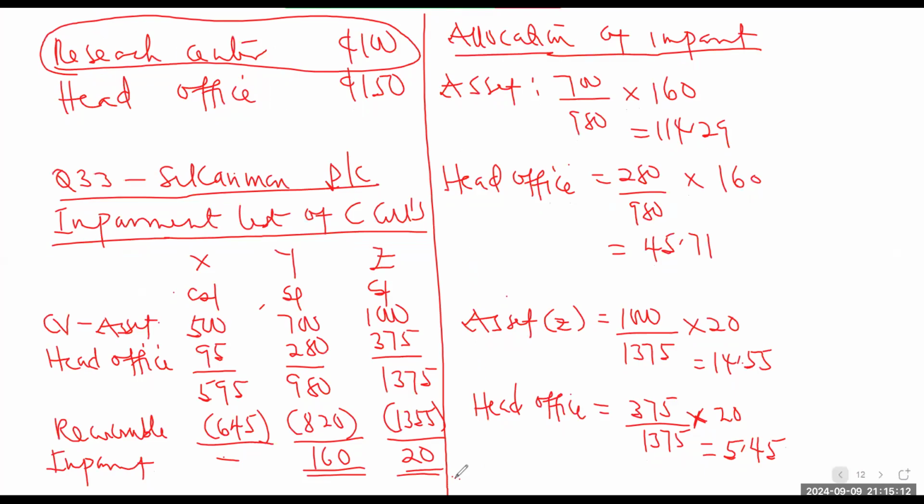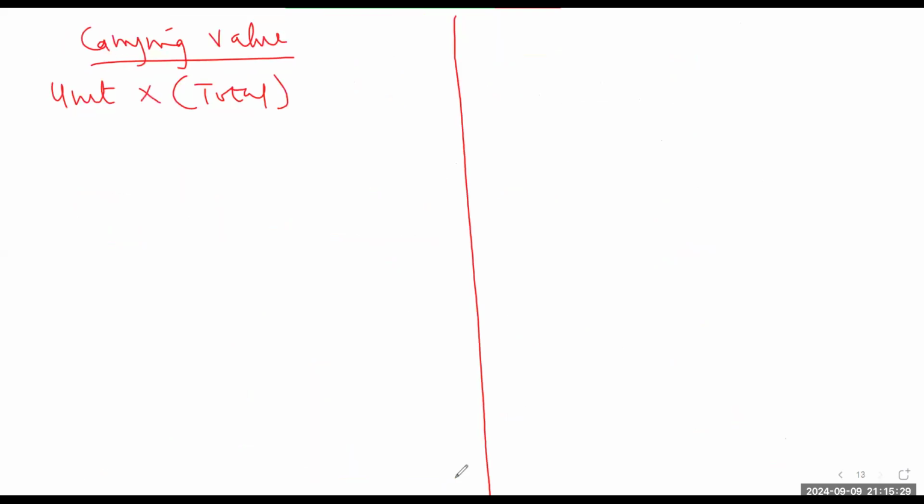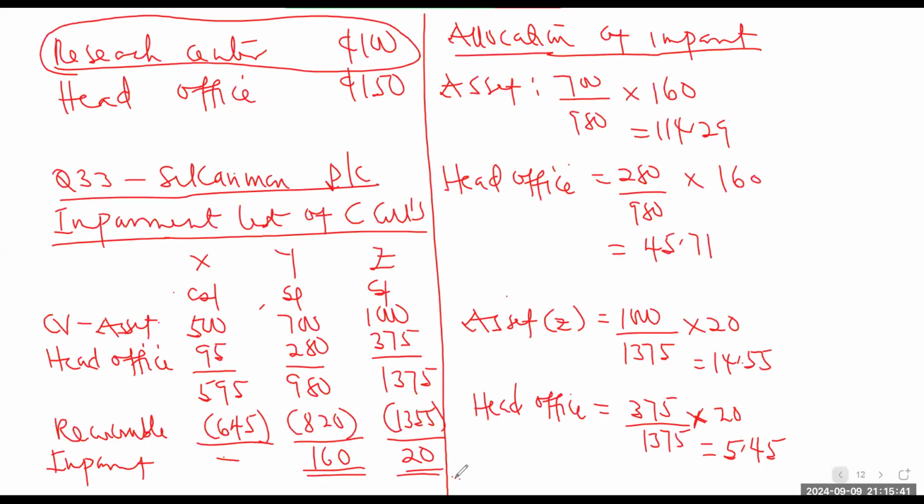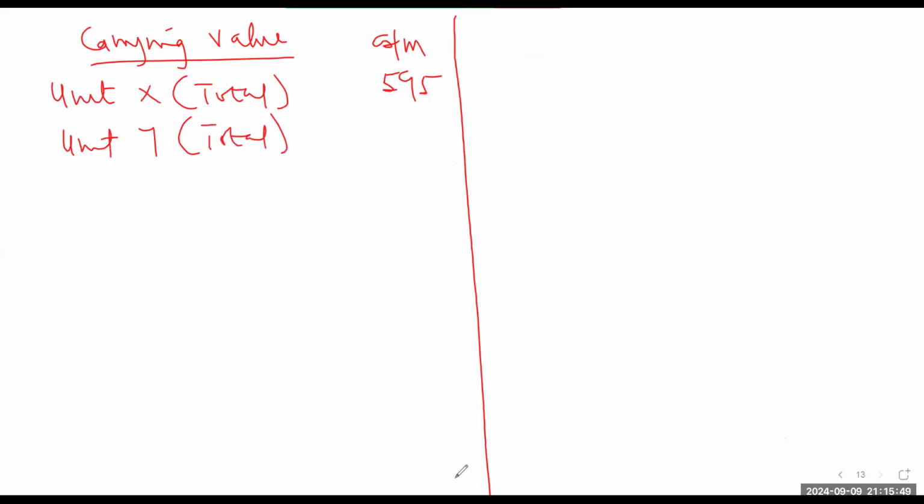Okay, what is after the impairments? What is the value of the unit X? What will be the carrying value of the unit X in total after the first impairment? 595. Okay, because there was no impairment, so that will be 595. Let's come to unit Y, total. What is now the value of unit Y? 820, because there's an impairment of 20. So the 960 has reduced.